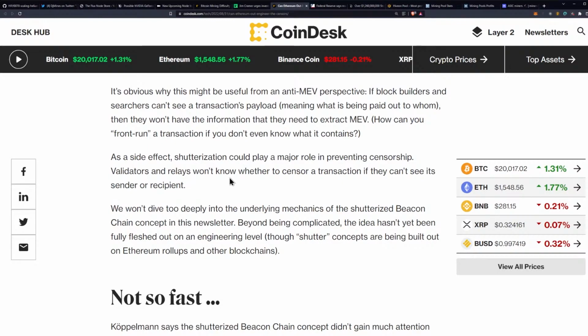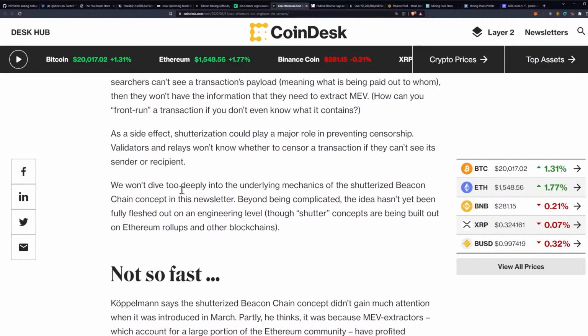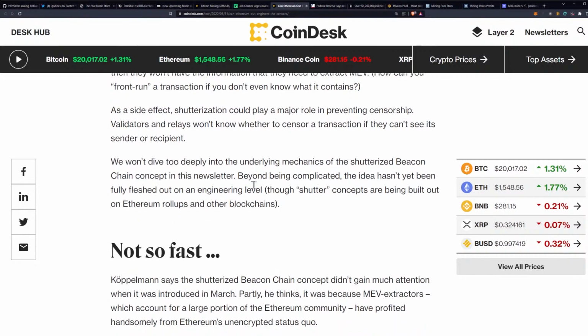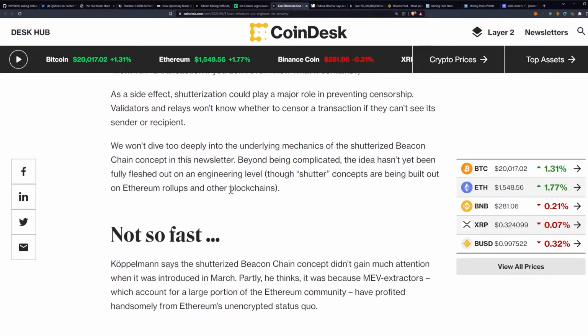Validators and relays won't know whether to censor a transaction if they can't see its sender or recipient. Perfect. We won't dive too deeply into the underlying mechanics of the shutterized beacon chain concept in this newsletter. Beyond being complicated, the idea hasn't yet been fully fleshed out on an engineering level.